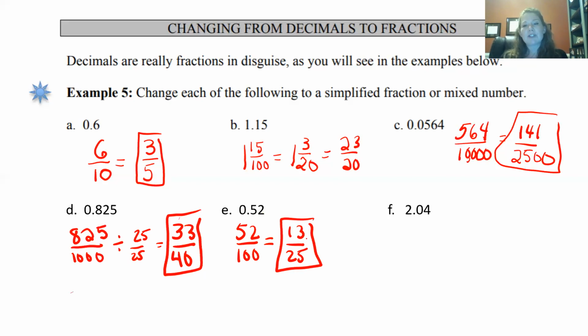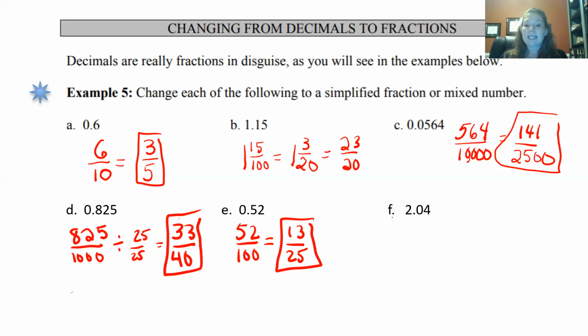Now let's say I wasn't sure that these were equivalent. How could I see if 13/25 is equal to 52 hundredths? Well, a fraction is the same thing as a division problem. So in my calculator, I'm going to divide the first number by the second number. So 13 divided by 25 in my calculator, it tells me the answer is 0.52, which proves to me that those two numbers are equivalent.